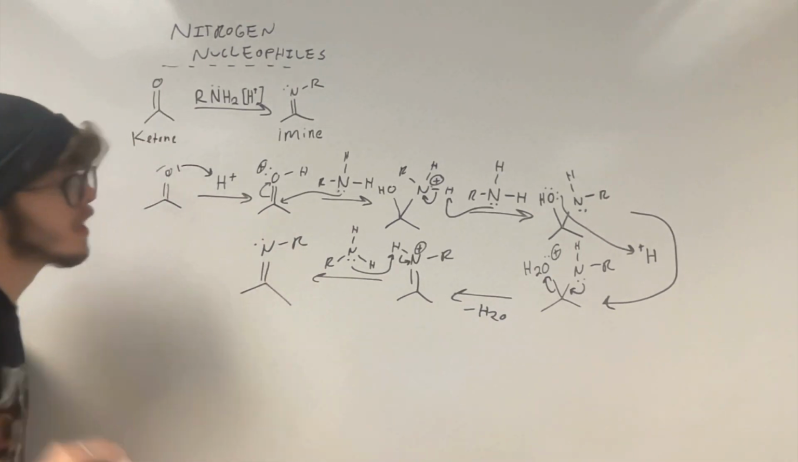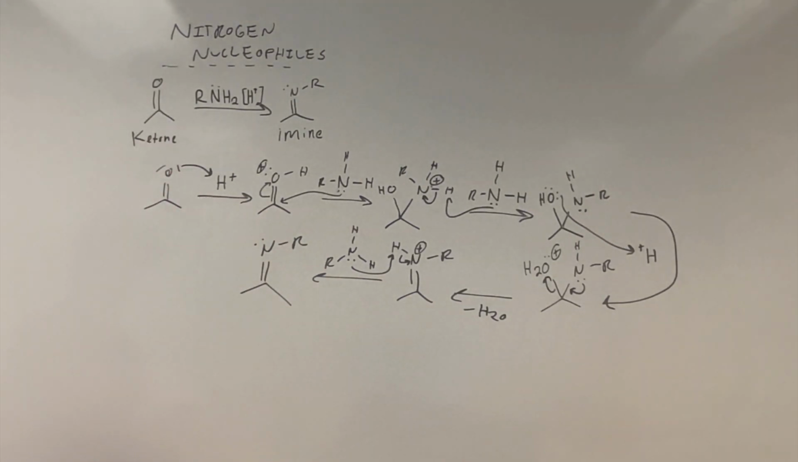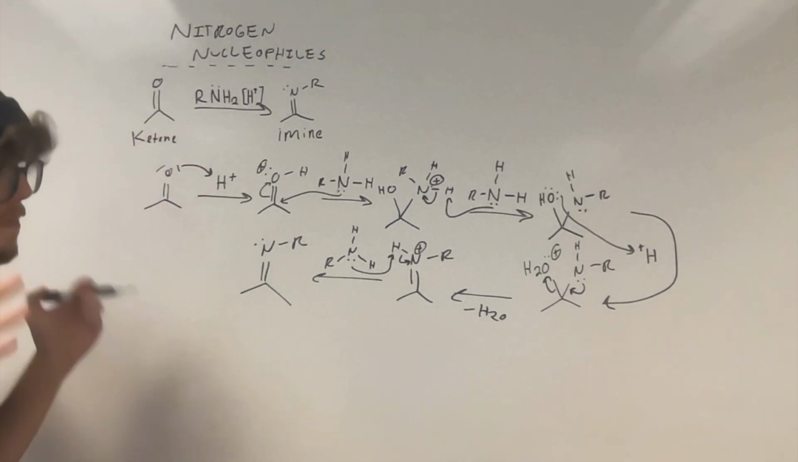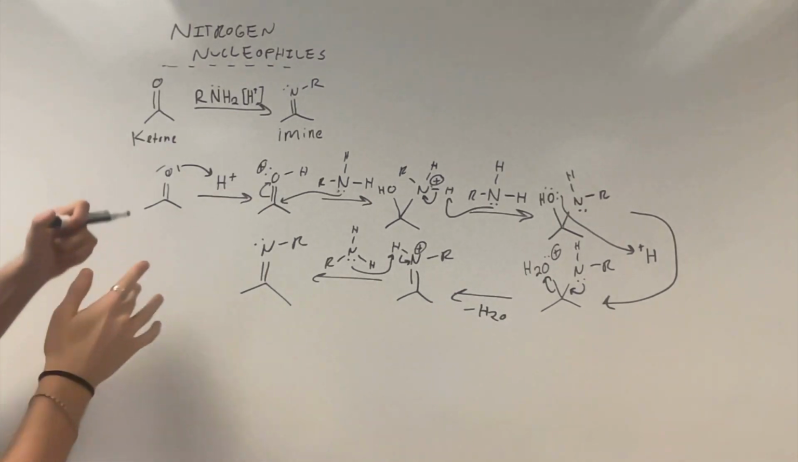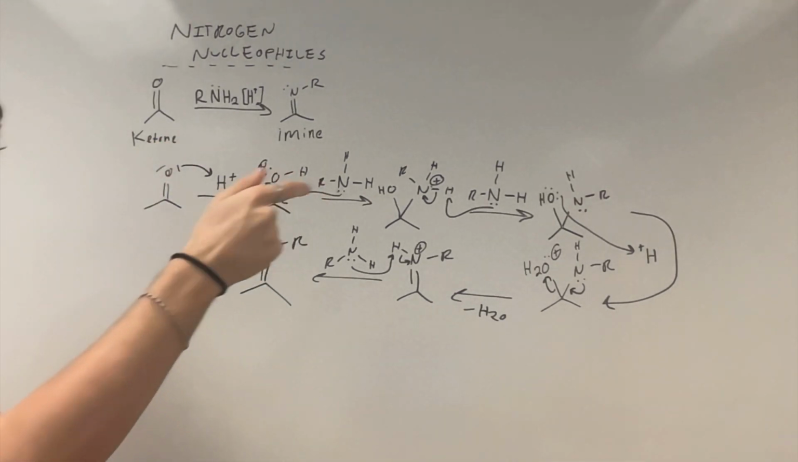So here we have our imine. That's imine formation from a ketone to an imine using acidic conditions and that amine of interest. So primary amines make imines, all right? And you just have to use acid to get that reaction going.